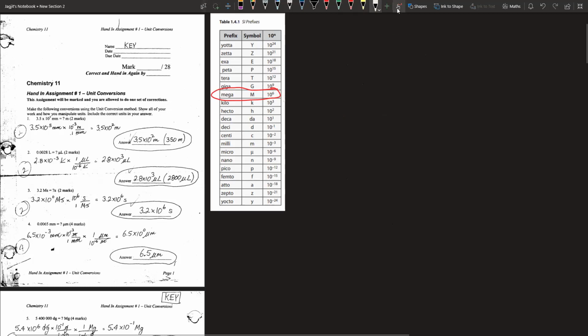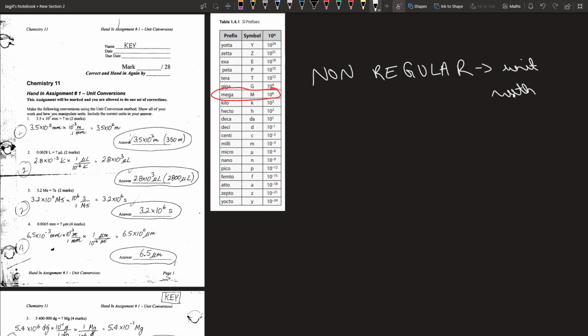So is the irregular unit always the unit that's already given to us? No, your non-regular unit. When I say non-regular unit, it's the unit with the prefix in front. And your regular unit is by itself. It's got no fancy letter in front of it.